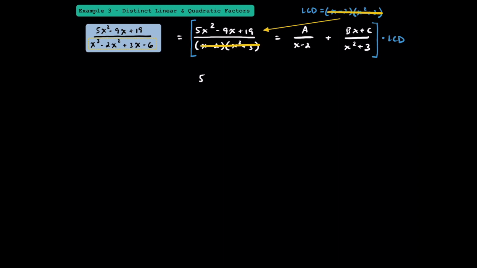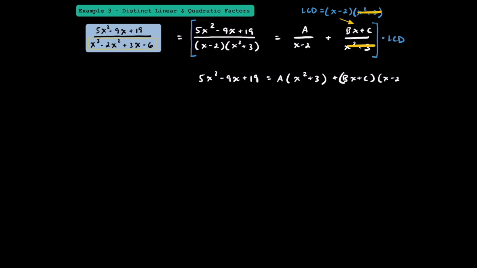On the left side, we'll be left with 5x squared minus 9x plus 19. Multiplying by this partial fraction, the x minus 2's are going to cross cancel, and we're going to be left with a times the quantity of x squared plus 3. And multiplying by this partial fraction, the x squared plus 3's are going to cross cancel, and we're going to be left with bx plus c times the quantity of x minus 2.